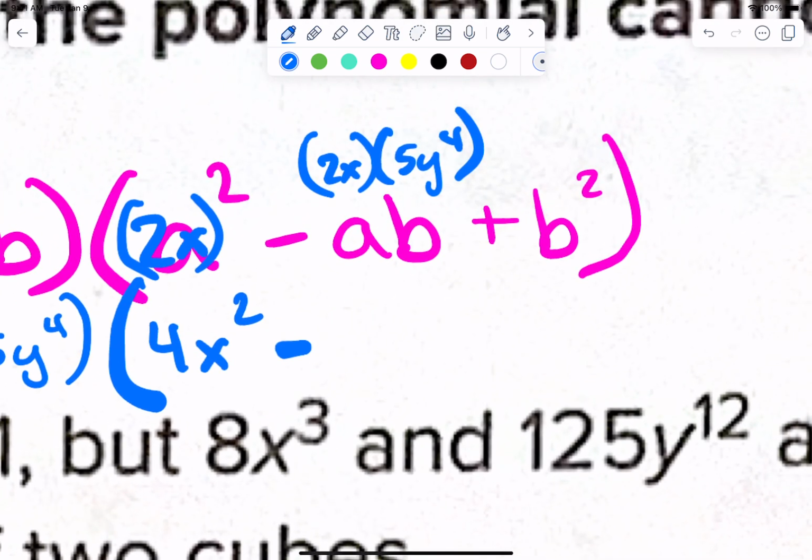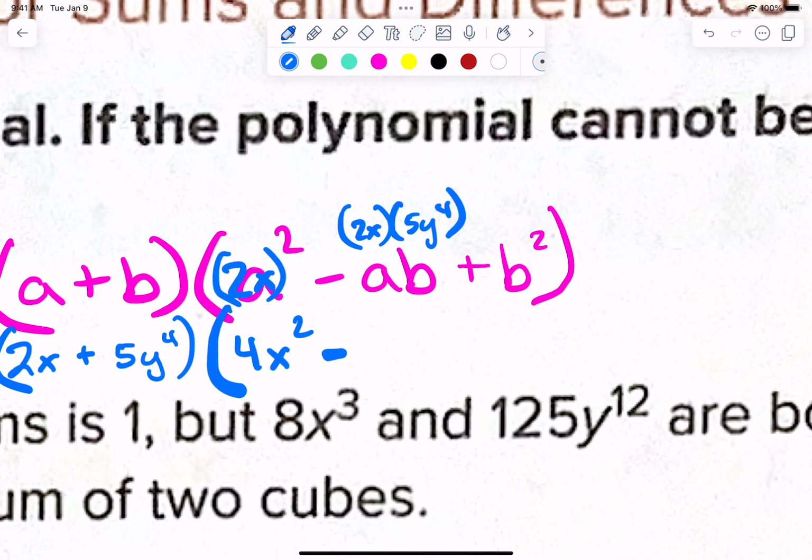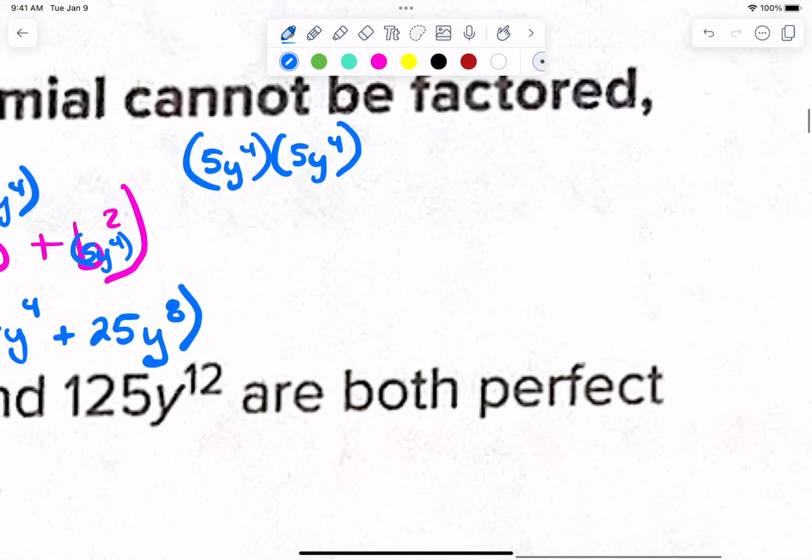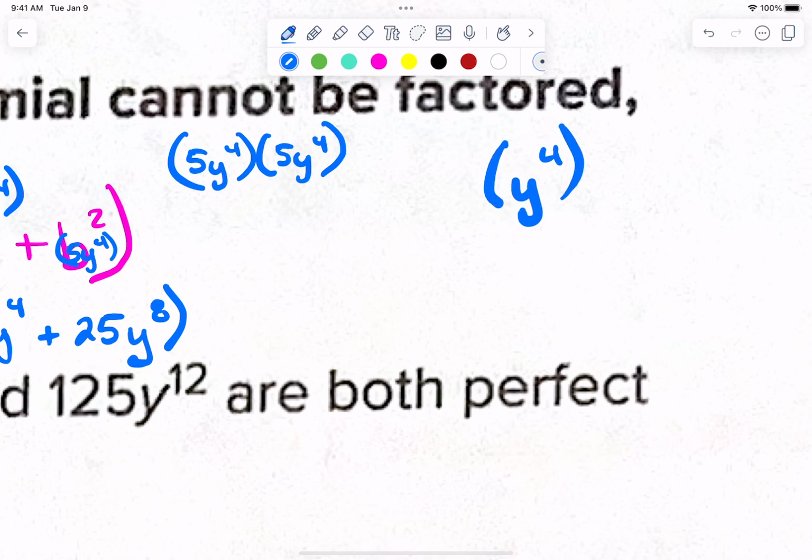So what do you get when you take 2x times 5y to the 4th? 10xy to the 4th. Okay? B squared would be 5y to the 4th squared. What does it mean when you square something? You take it times itself. What's 5y to the 4th times 5y to the 4th? 25y to the 8th. It's 16 if you would multiply, but this is 8 because you add the exponents. Okay?